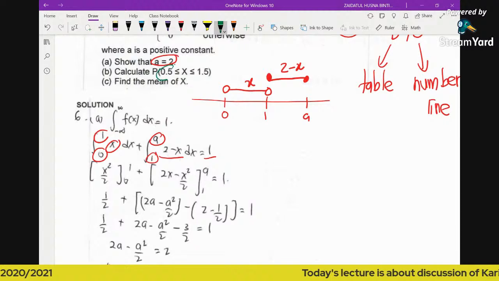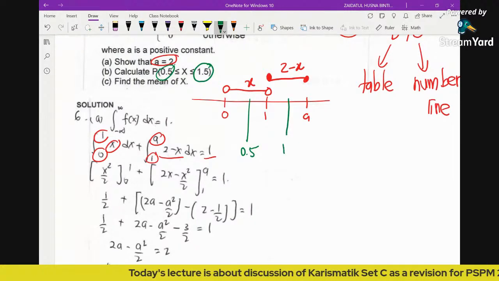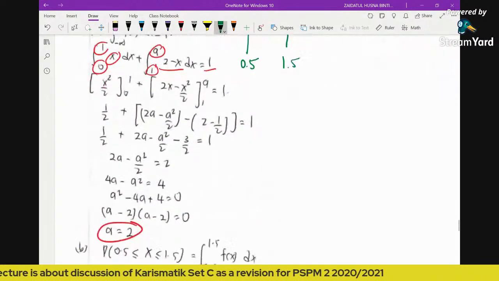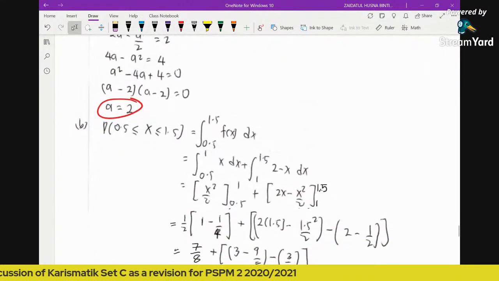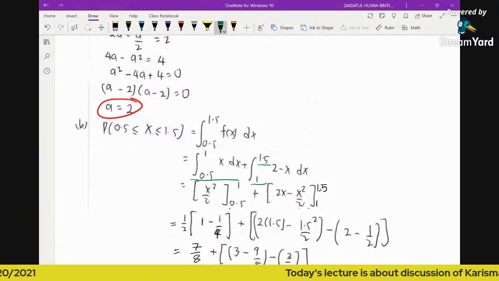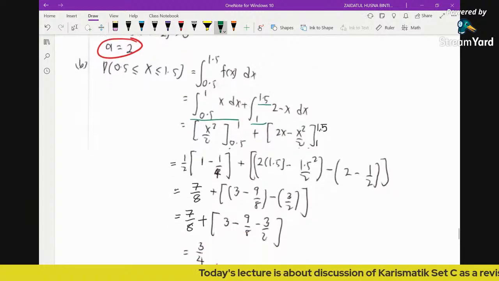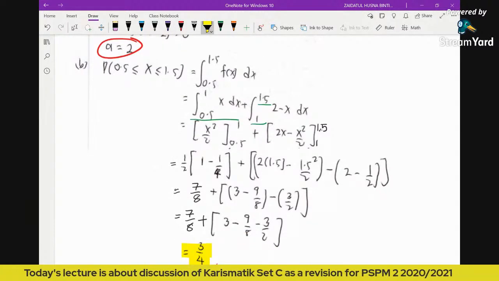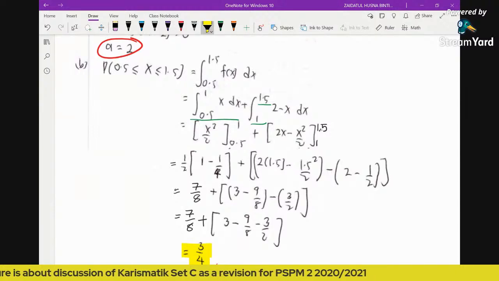So now, because 0.5 is located here and 1.5 is located here, you will cross two different functions. In order to find the probability, you will have two different integrals. First you integrate from 0.5 until 1, and then you integrate from 1 until 1.5. Then you will get this answer.